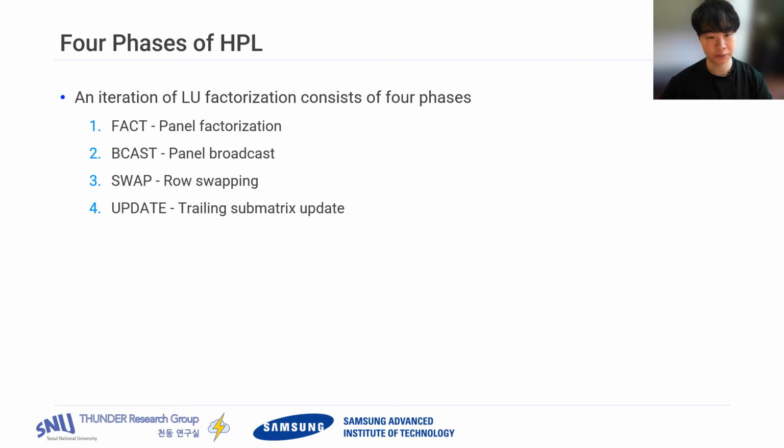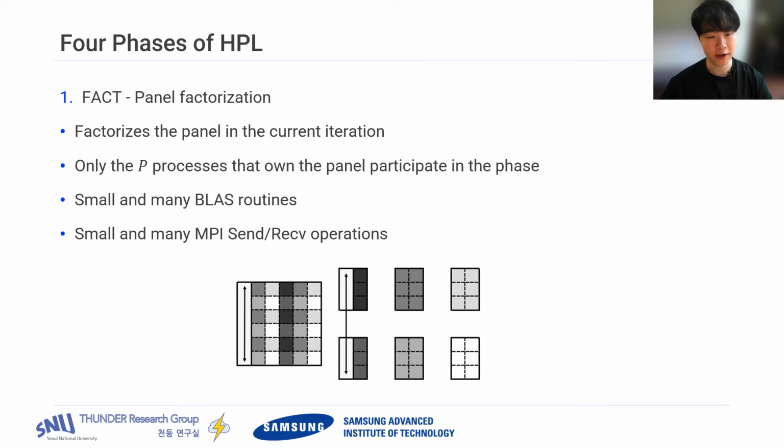Now I'll explain how the processes cooperate in running one iteration of the LU factorization. An iteration of LU factorization consists of 4 phases: panel factorization, panel broadcast, row swapping, and trailing submatrix update. From now on, I'll call these phases shortly fact, bcast, swap, and update. First, the fact phase factorizes the panel in the current iteration. Only the P processes that own the panel participate in the phase. The characteristic of the fact is that it consists of many small blocks and MPI routines.